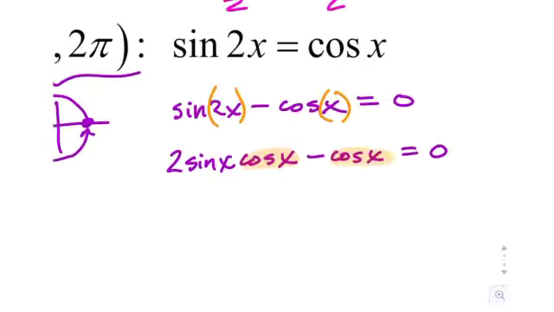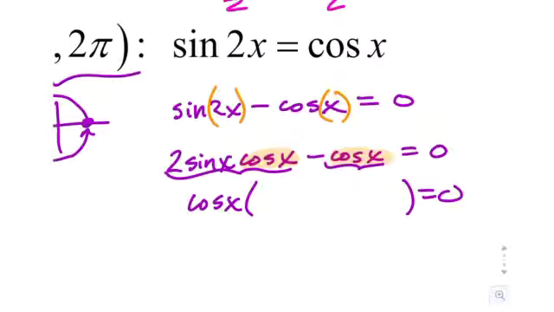Now we have a cosine of x that is common in both. So we shall now factor out that cosine of x. And remember, if you start with 2 terms and you factor something out, how many terms are you going to be left with? Still 2. Good. So we're left with 2 sine of x.